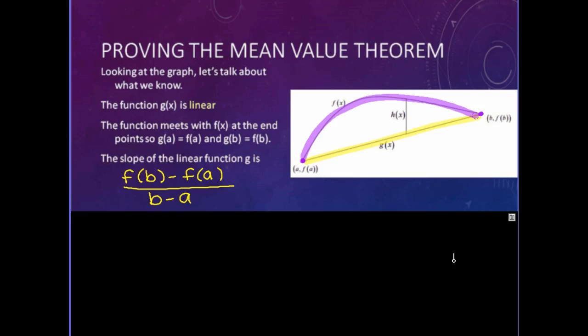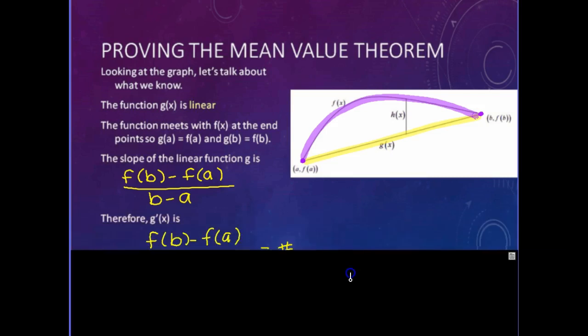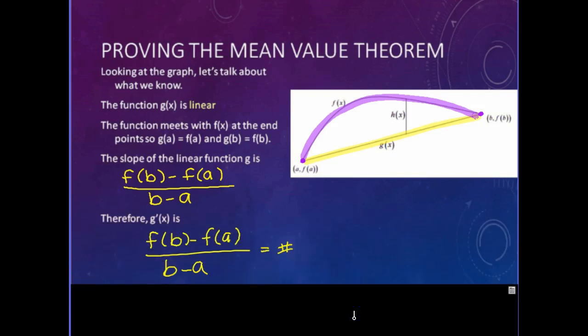Think about it, the slope is the derivative. As I was going to say, if I gave you y equals 2x plus 4, the derivative of that is 2. So the derivative of any linear function is always the slope of the line. Doesn't matter what the slope is. y equals 3/4 x minus 10, the derivative is 3/4. So g prime of x would be f of b minus f of a all over b minus a.